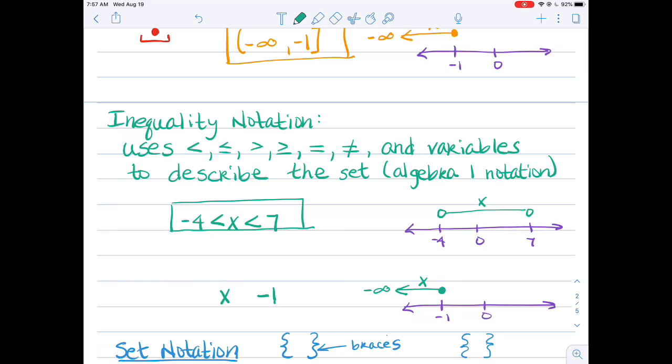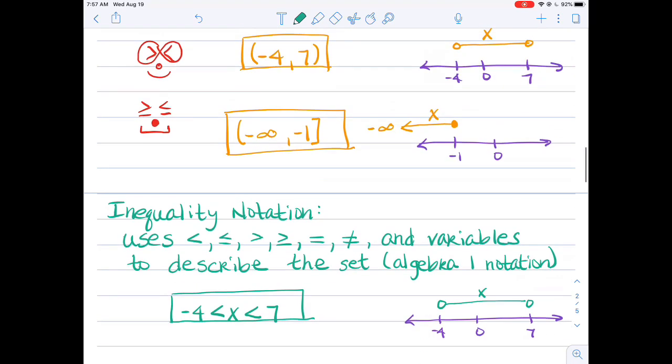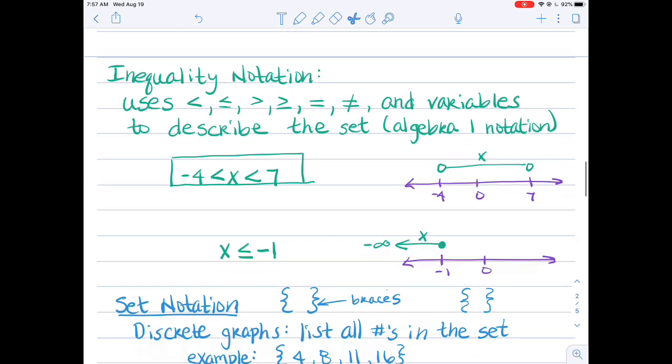Well, -1 is the end point, and x is getting smaller. So we need to say that it is less than or equal to, again, in order to match these symbols this time. So we have a less than or equal to because we have a closed dot. So this is your inequality notation.